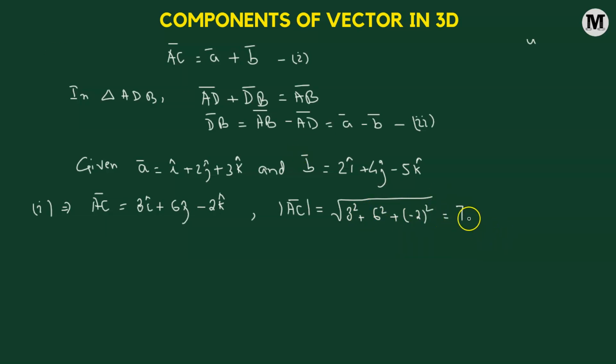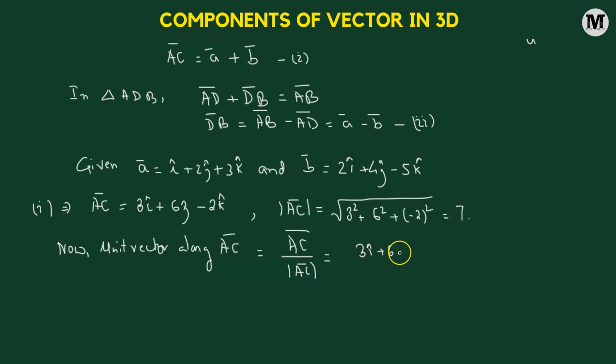and that's going to give us a value equal to 7. We can now define the unit vector along AC, along the diagonal. That's what we need to find. Now the unit vector along AC vector is defined by taking the vector AC and dividing by its magnitude. So that's going to give us 3i cap plus 6j cap minus 2k cap divided by 7, or simply put, 3 over 7 i cap plus 6 over 7 j cap minus 2 over 7 k cap. So this is going to be the unit vector along the diagonal AC of the parallelogram ABCD.